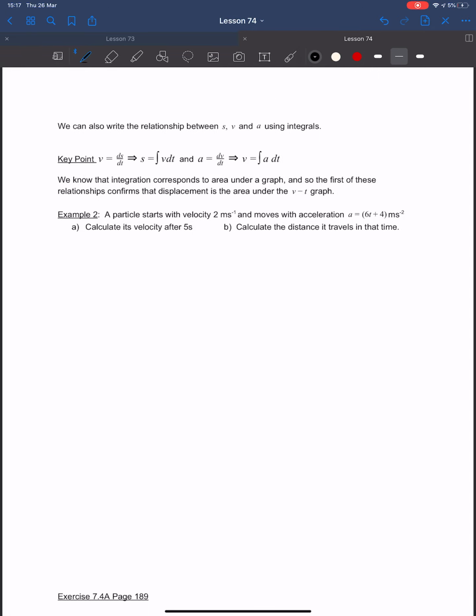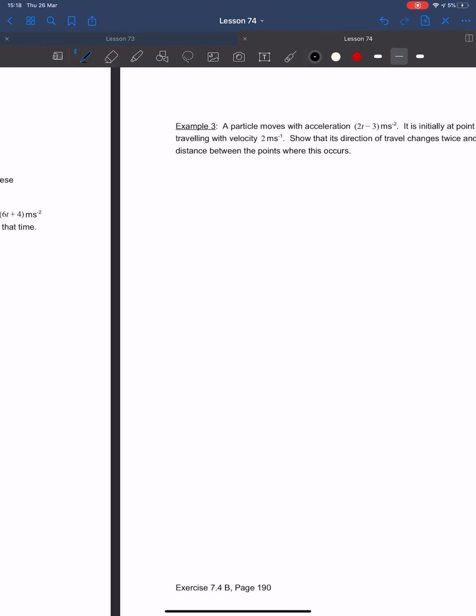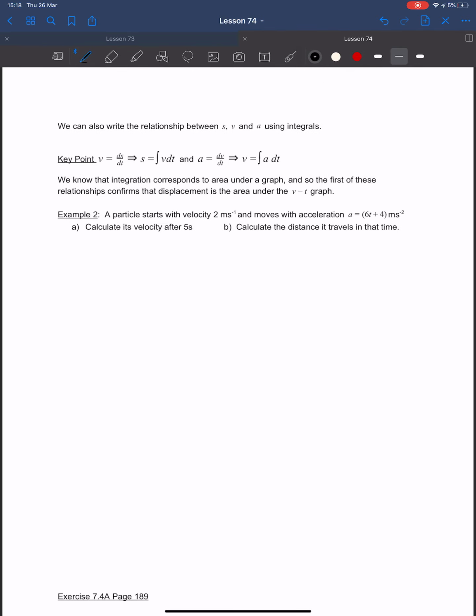We can also write the relationship between s, v and a using integrals, so that's going back the other way. This way we've started with s and we've differentiated downwards. If we start with a, we can integrate to get back to s again.